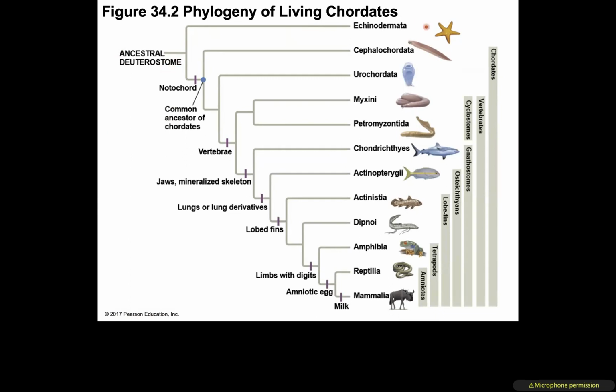So anyway, your echinoderms go off in their own direction, and then all of the other ones are going to be the chordates. You can see here the earliest ancestor that produced a notochord. Your cephalochordates are going to be included in that. This little guy here, our representative that we have now, is called a lancelet. You'll actually see this in the next couple of slides.